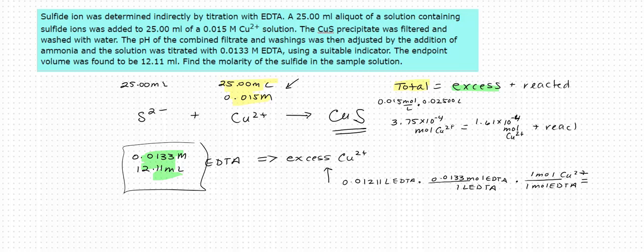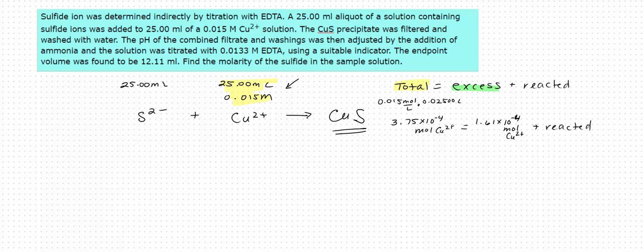So now we can calculate how many moles of copper reacted with our sulfur. And this is a straight subtraction problem. So we take 3.75 times 10 to the negative 4th, and we subtract 1.61 times 10 to the negative 4th. So the moles of copper that reacted with the sulfur is then 2.13937, those are all of the digits in my calculator, times 10 to the negative 4th. Again, that is moles of copper.